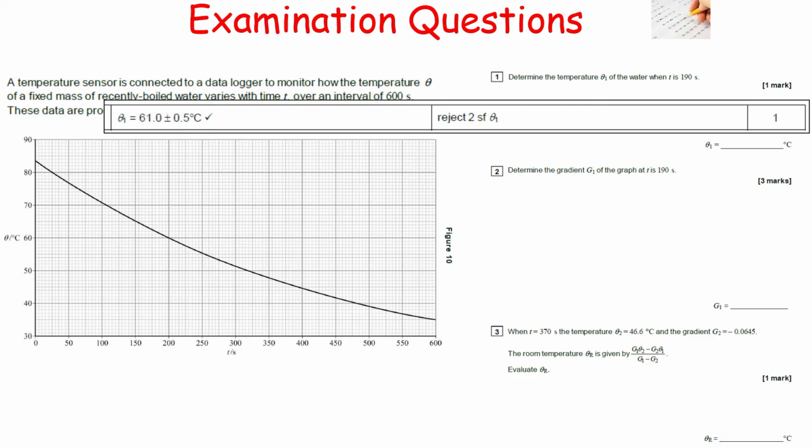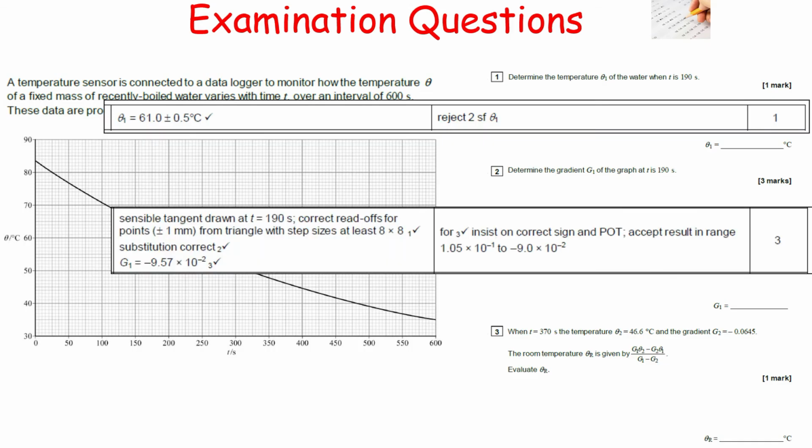Now the next one is determine the gradient G1 at time is 190 seconds. So you're going to have to work out the gradient of your graph, but it's a curving graph, so we need to draw a tangent. You should be drawing a tangent which intersects the line at 190 seconds. You then draw your right angle triangle on your gradient and you get your value to be minus 9.57 times 10 to the minus 2. It's important to note it should be a minus value because the graph is going downwards.